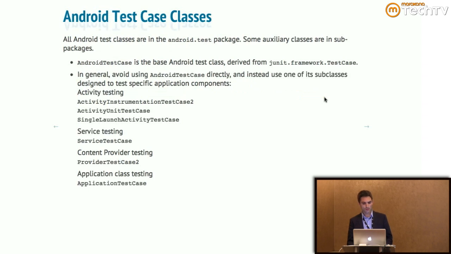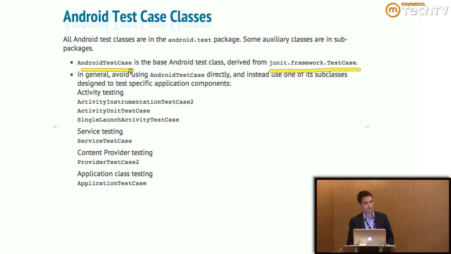So just like in standard JUnit, you basically have the JUnit framework TestCase. So that's your base class for every single test case. Every single test case is a subclass of that. In Android, we basically have AndroidTestCase that we are using as a base class for everything.